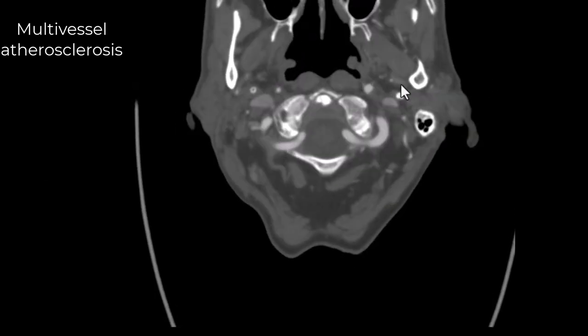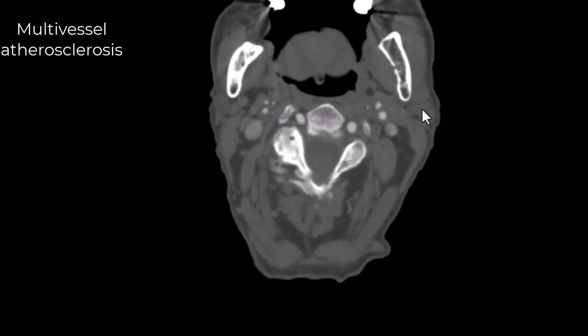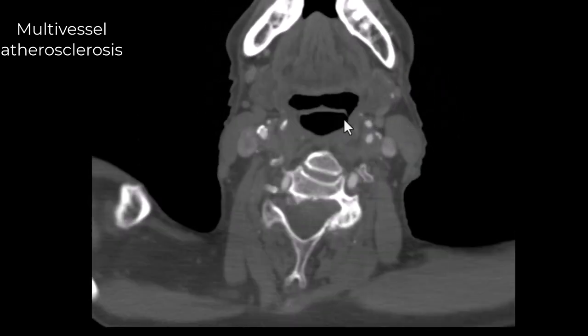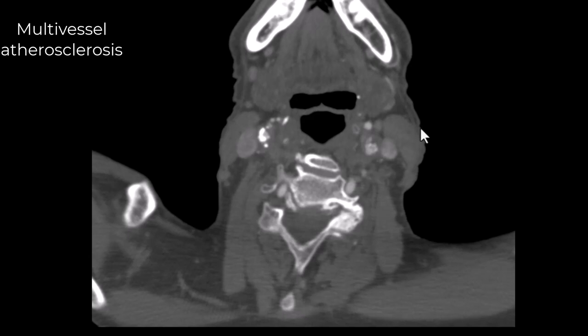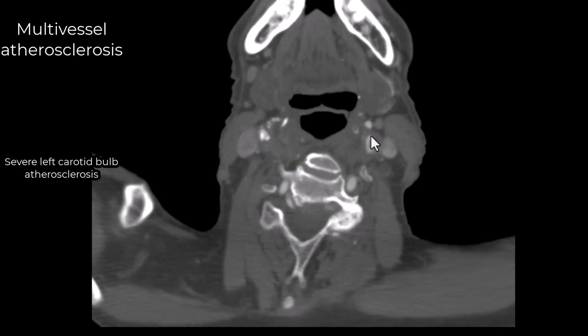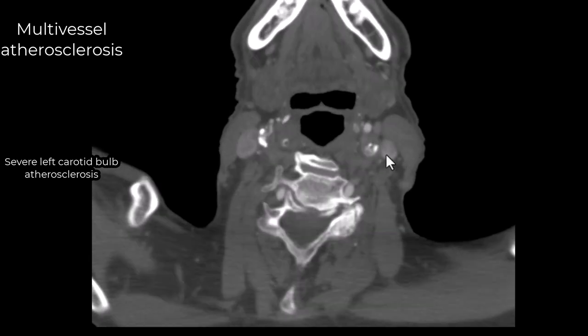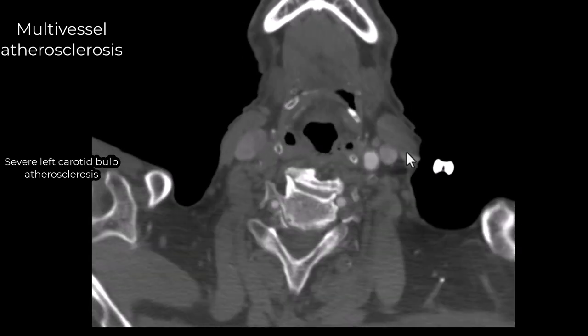Now let's go down on the left internal carotid artery, and we can see that there is severe atherosclerosis disease at that bifurcation. So we can see the lumen of the vessel here, we can see non-calcified plaque at the periphery, and we can see heavily calcified plaque more inferiorly.